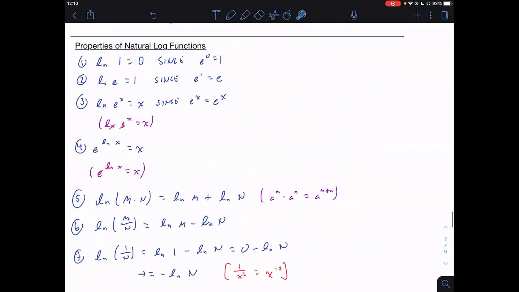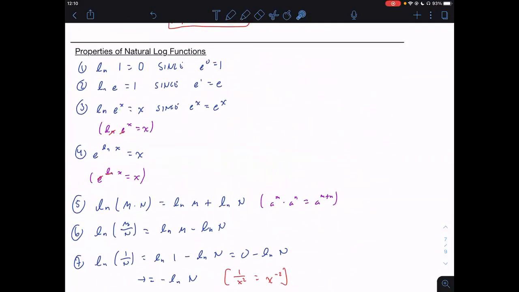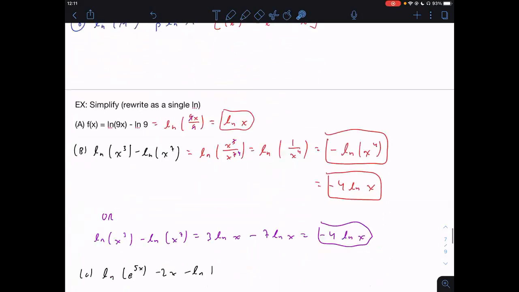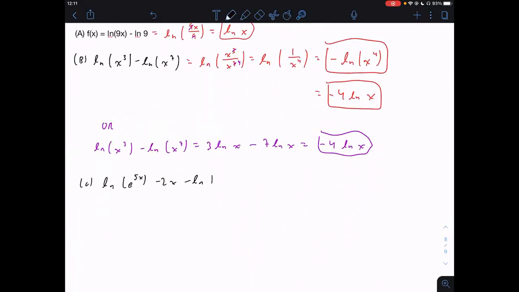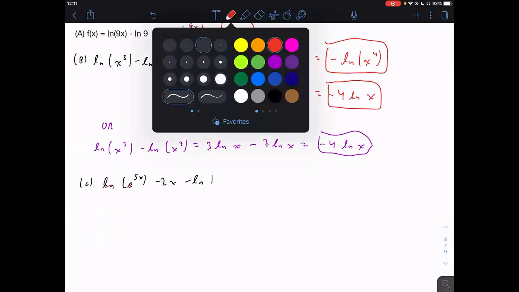What do we do when we have the natural log of e raised to some expression? Well, essentially the natural log and the e will cancel out, leaving us with just that exponent. So these two will cancel out, leaving us with just 5x.